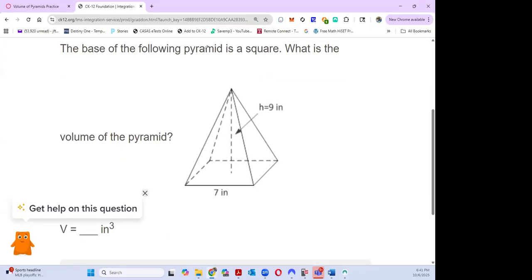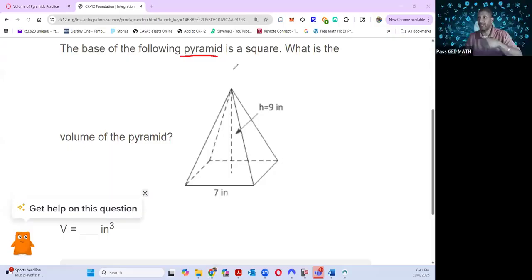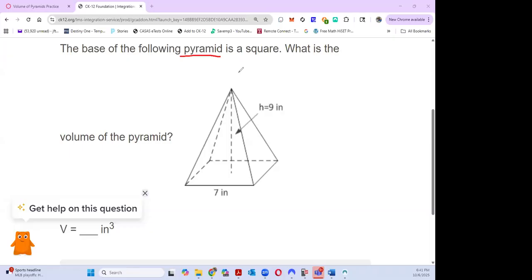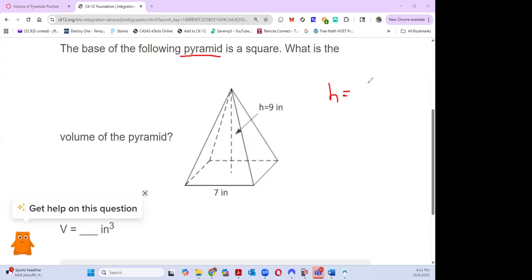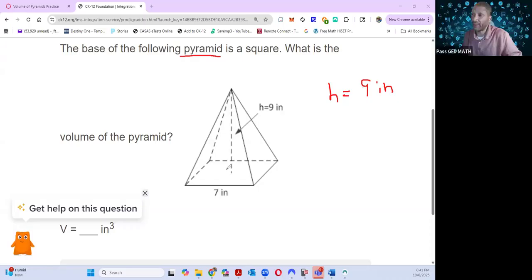There we go. What shape is this? It's a pyramid. What else is given? You got 9 inches in height. They gave you the height. What's the height? 9 inches. What else did they give you? The base, the 7 inches. Okay, so one of the sides of the base is 7. But what else is important for us to solve this problem to find the volume?